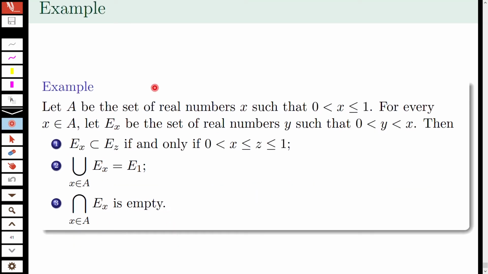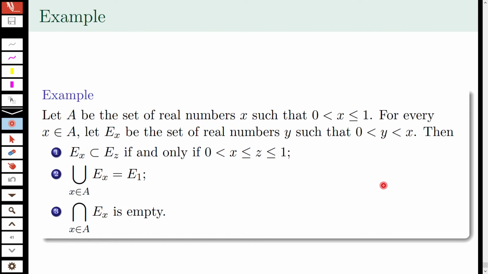Now we give an example. If A is the set of real numbers x such that 0 less than x less than or equal to 1, for every x in A, let Ex be the set of real numbers y such that 0 less than y less than x, then: 1. Ex is contained in Ez if and only if 0 less than x less than or equal to z less than or equal to 1, and 2. Union over x belongs to A of Ex is equal to E1. 3. Intersection over x belongs to A of Ex is empty. So we'll do this problem.